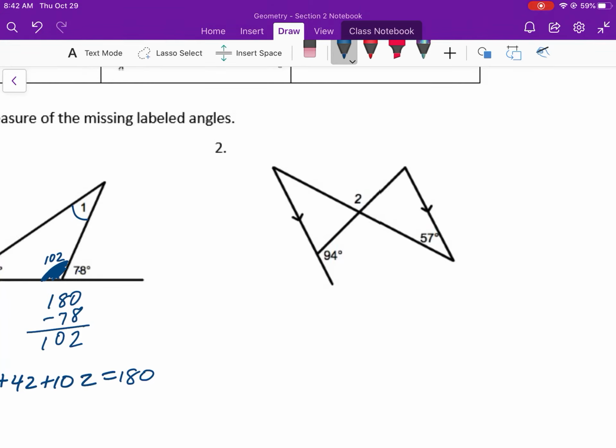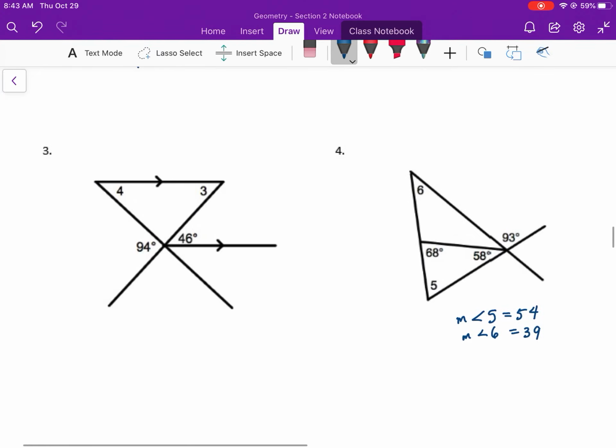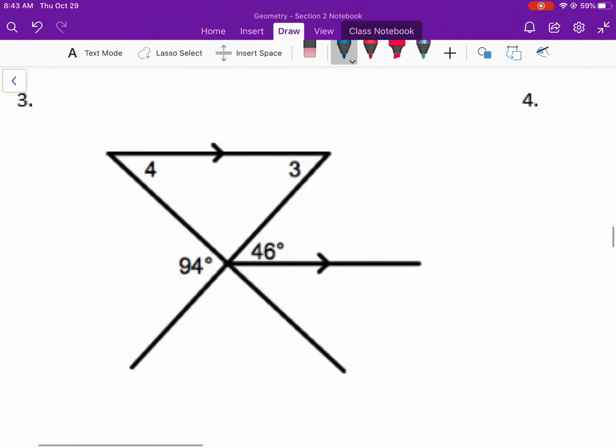Okay, so same way here. This angle and 94 are supplementary. So 180 minus 94 on my calculator is 86, right? And if these lines are parallel, then I know this angle is 57, so this one over here is 57, right? And that means I could find this one because they add up to 180, and then I could find 2 because the dot and 2 add up to 180. So that's the kind of fun we're having. Last one here for fun.